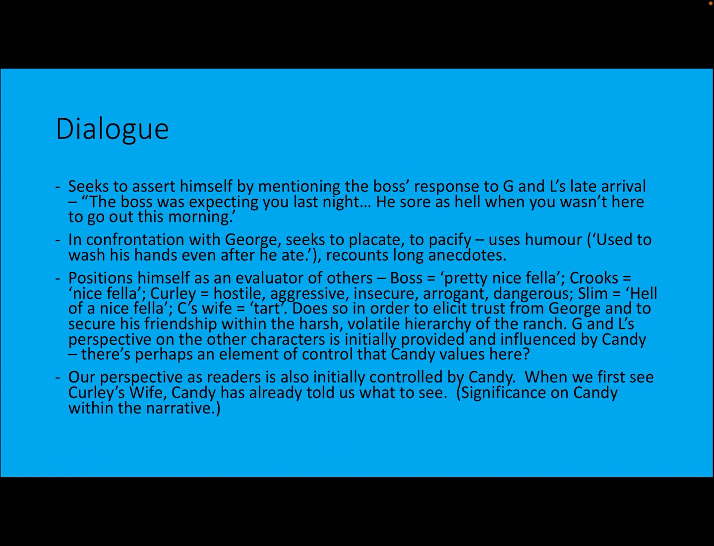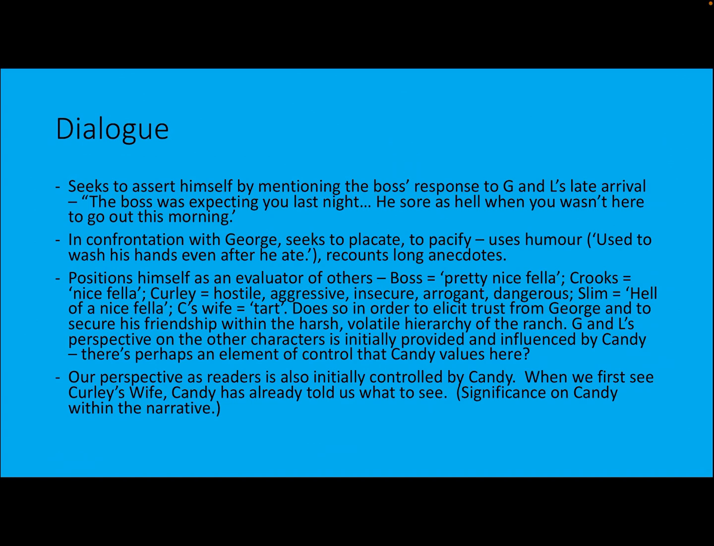And I think he does this. He evaluates everyone else and labels them and describes them to George and Lenny. I think it's an attempt to elicit trust from George and to secure his friendship within the harsh, volatile hierarchy of the ranch. So what I mean is he's trying to say, I'll introduce you to everyone. I'll tell you what everyone's like, and you can trust me. You can trust my opinion. And he's almost trying to encourage George and Lenny to form the same opinions of the others as he has, because then he's got something in common with them.